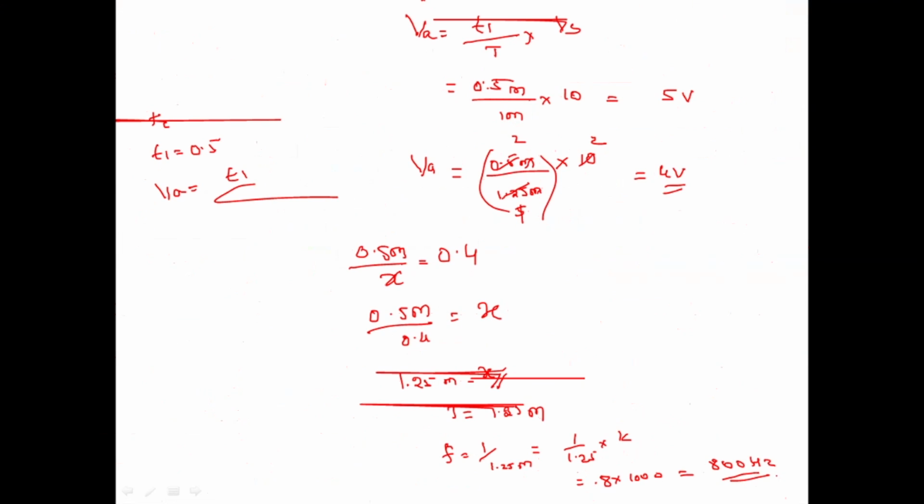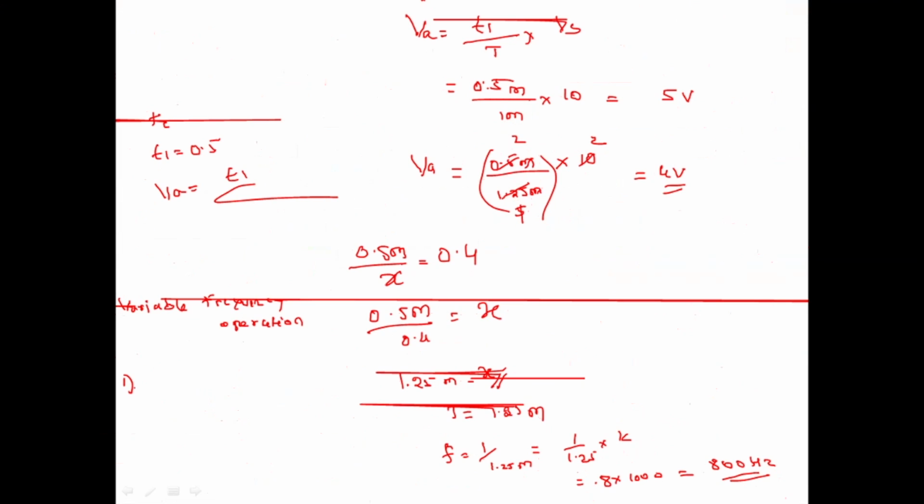So I should change the switching frequency to 800 hertz and keep the on time the same as 0.5 millisecond. In this way also we can get 4 volts. Here the switching frequency is variable. We are varying the switching frequency. That's the reason this is variable frequency operation. So there are two methods to implement the DC to DC converter.